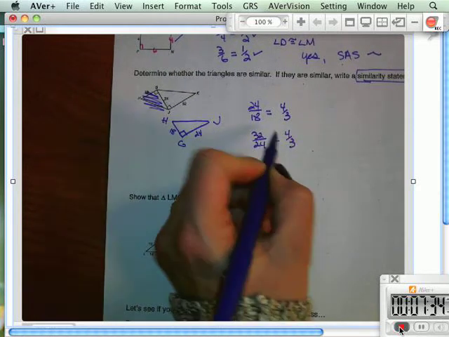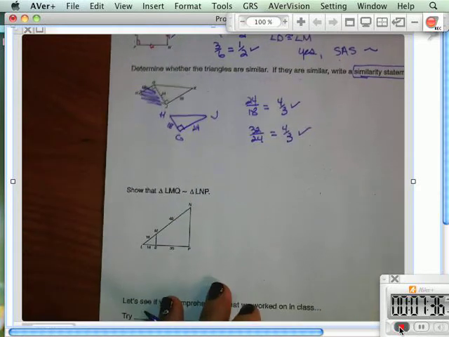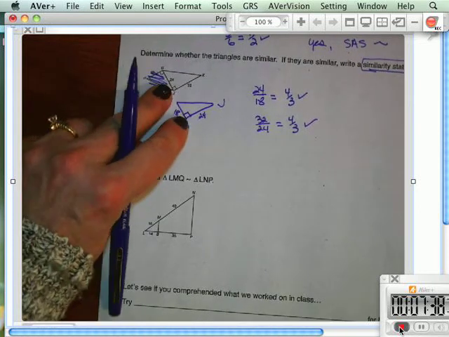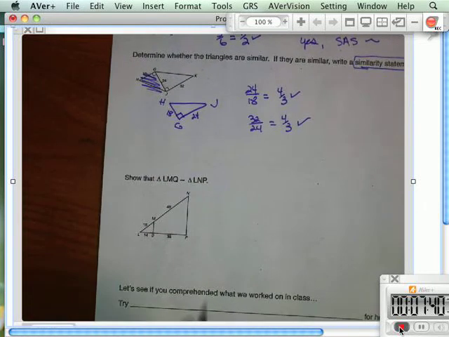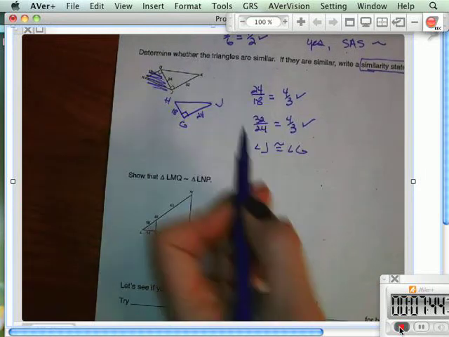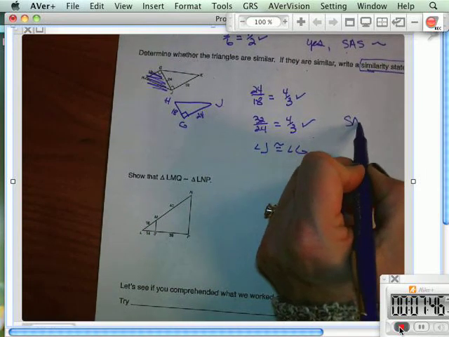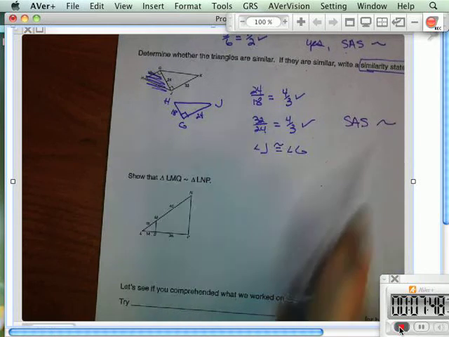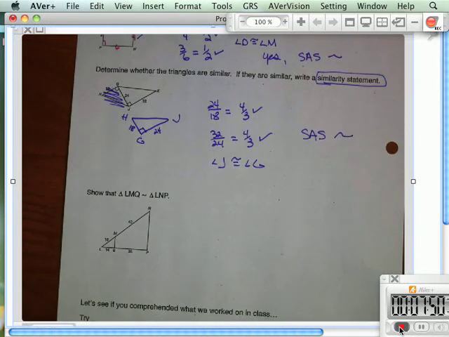Oh, look at that. What else do I know about the angles, right? Angle J is congruent to angle G, so I have side angle side similarity. Oh, but I'm not done yet. What do I have to do? What's the second part of those directions?